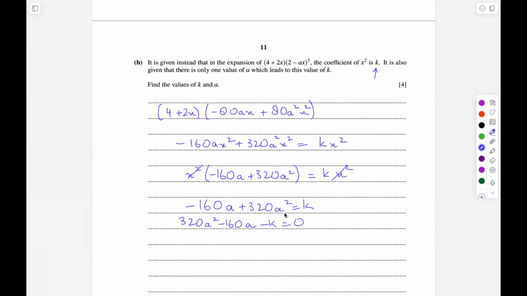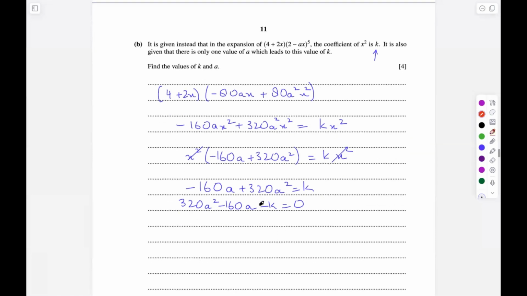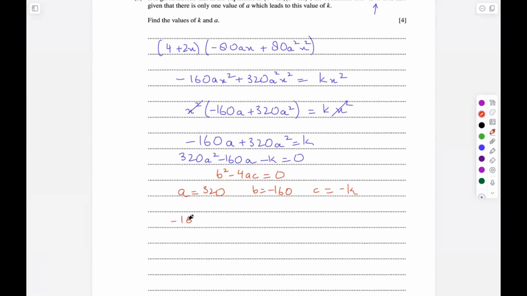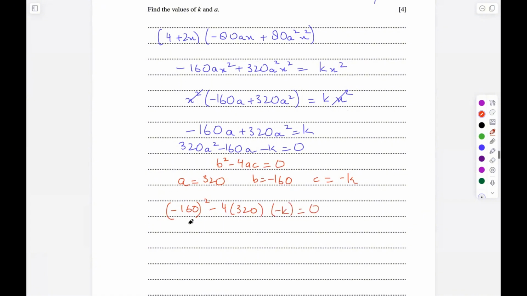Now, as we have a quadratic expression and there is an unknown constant, we can apply the discriminant. So this will be b squared minus 4ac and it will be equal to 0 as there is only one value of a. So the b value will be minus 160, the a value is 320 and the c value will be minus k. Now substituting this into b squared minus 4ac, this will be minus 160 whole squared minus 4 into 320 into minus k equals 0. We can rearrange this to write it as 160 whole squared equals 4 into 320k.